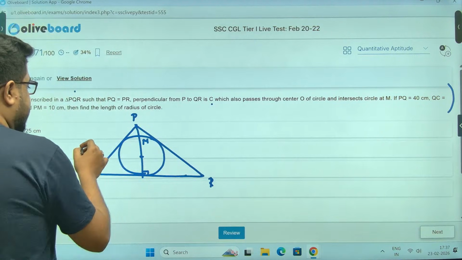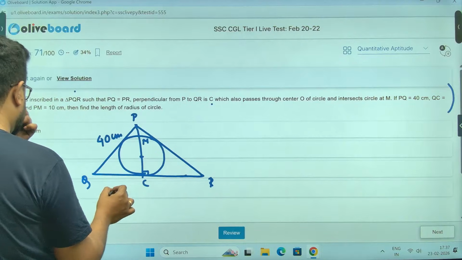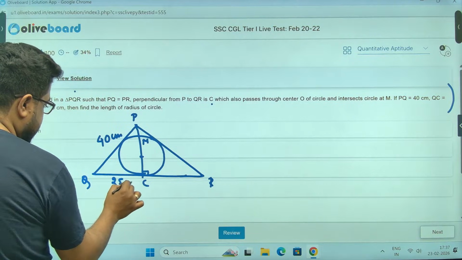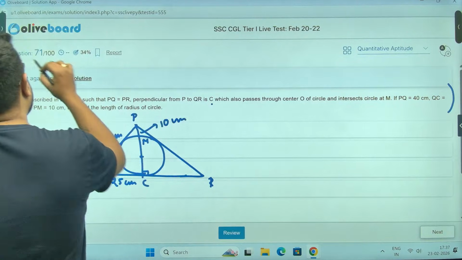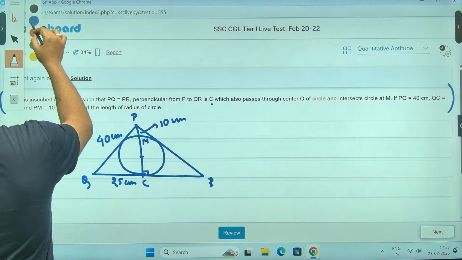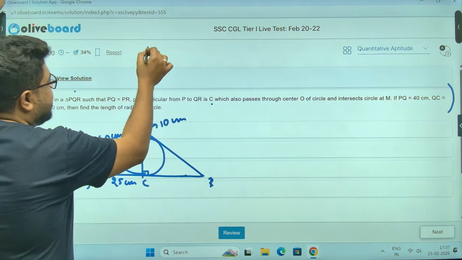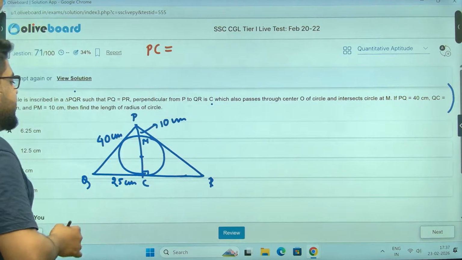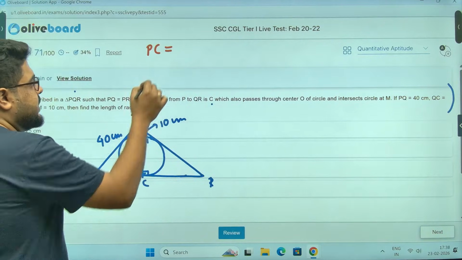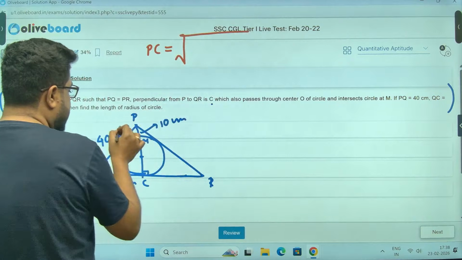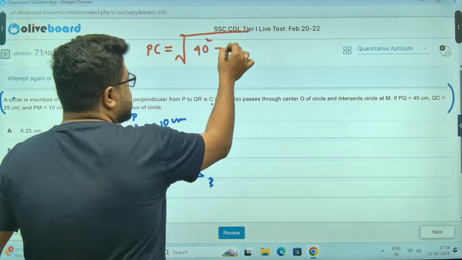PQ is 40 centimeters. QC, this is C, is 25 centimeters. PM is 10 centimeters. Find the radius. This is not really difficult. Sir, can anyone tell me the value of PC? You can do this in two different ways. I'm using the basic way. So this is 90 degrees. This is root of 40 square minus 25 square, Pythagoras, because it's a right angle triangle.